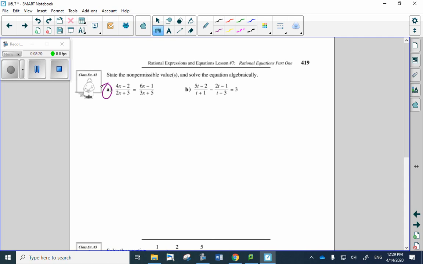But this question gives us a little bit more work because I'm going to need to factor first. So always factor first. In my first fraction, I can take out a 2. So I'm going to be left with 2 times x minus 1, divided by, I cannot take out a 2, so I'm left with just 2x plus 3, is equal to, in this numerator, I can't take anything out, so this is just going to stay as 6x minus 1, divided by, I can't take anything out of this denominator, so I'm left with just 3x plus 5.